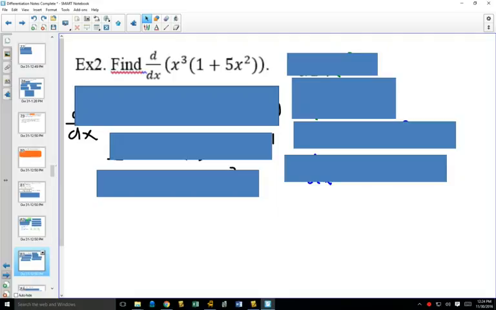Here's another notation for you. If you have a question that says find d/dx of, this in front of something means take the derivative of that.